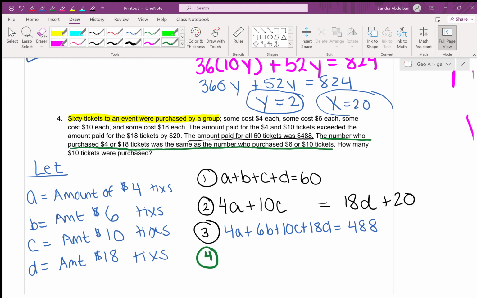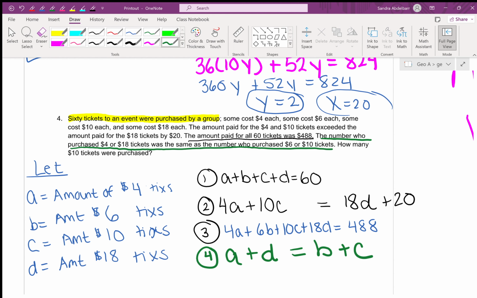So the number who purchased $4 tickets or $18 tickets. So A is $4 tickets, right? Or $18 tickets, what is that? Plus D was the same as, what does that mean? Equals the number who purchased $6 or $10 tickets. So what am I going to write there? B plus C. All right, we are going to use a calculator.